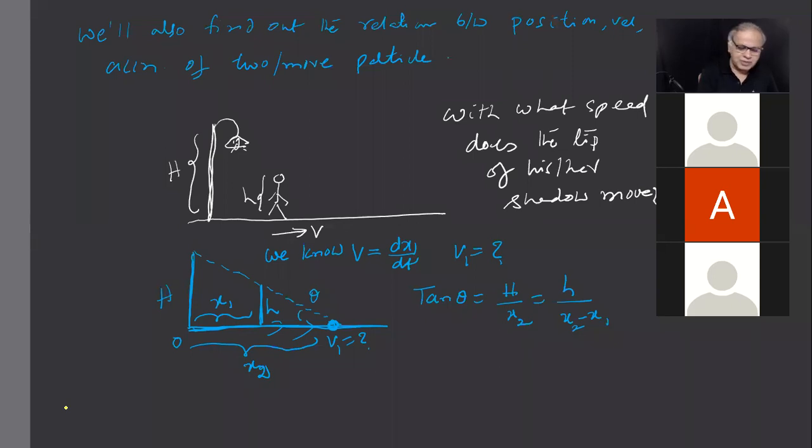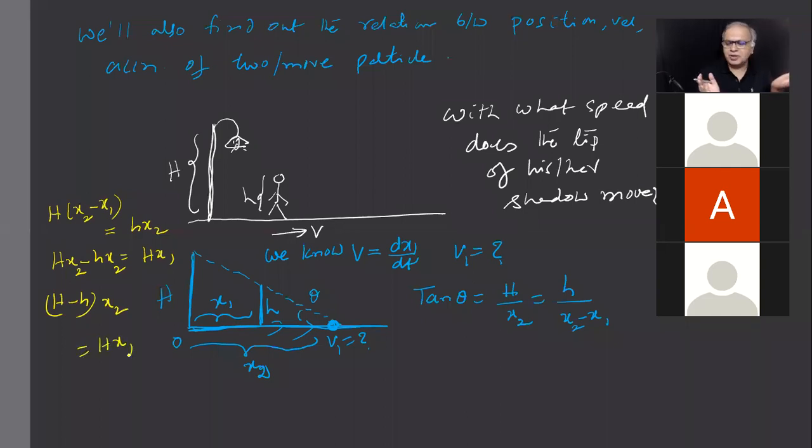So cross multiply to make it look simple. H into x2 minus x1 is equal to h into x2. I want to bring x2 one side, x1 on the other side. So what will I get, children, here? hx2 minus hx1... Yes. h minus h into x2 is equal to h into x1.